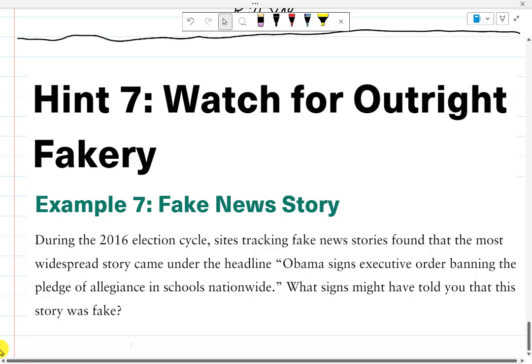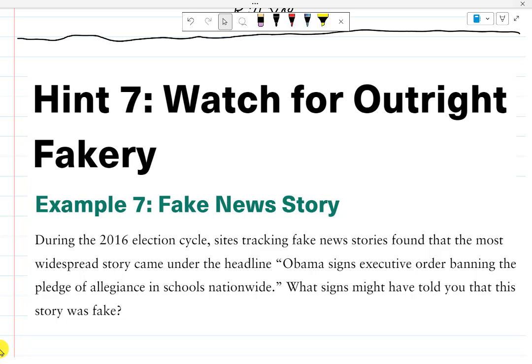Our next example is outright fakery. They're lying to you. They're just making stuff up. Check out this story. I just want to show you. This will show you what you can do to try to test something to see if it has any merit whatsoever. So what we have here is a fake news story.